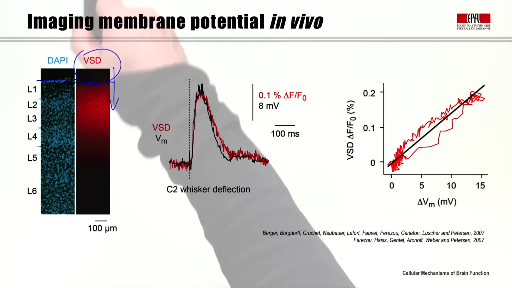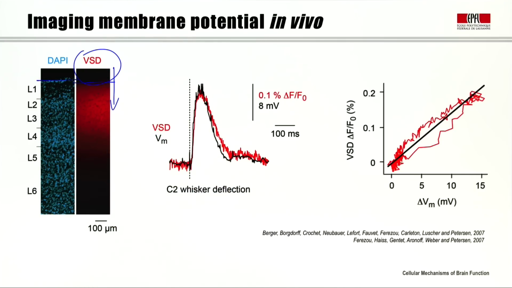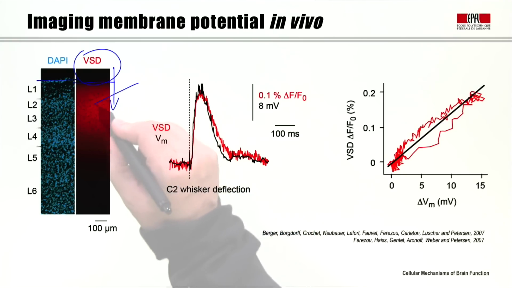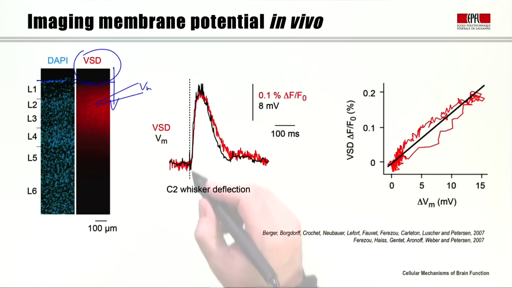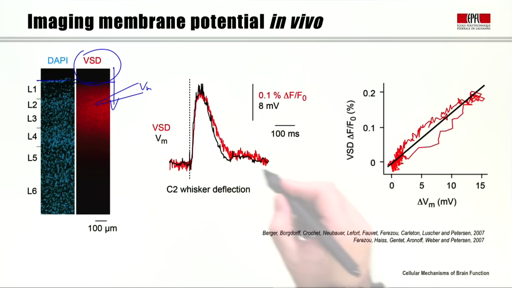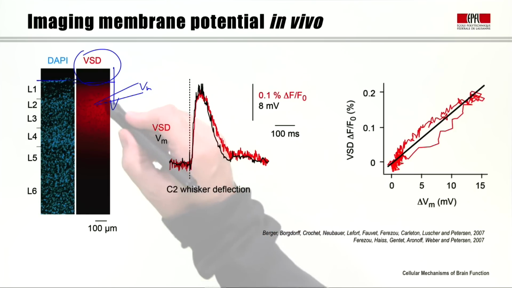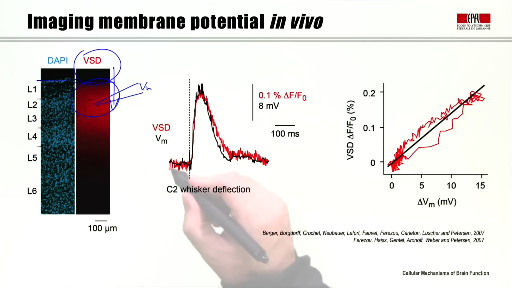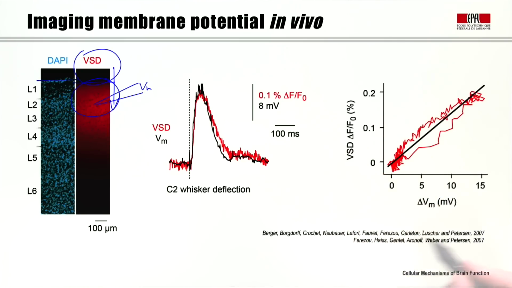If we now look from the top of the brain and image this fluorescence in a living animal, and we apply a sensory stimulation, like for example a whisker deflection, that then drives a depolarizing sensory response in the somatosensory cortex. We can measure that with a membrane potential recording, so we can measure the membrane potential from a cell. We deflect the whisker, that causes a depolarization in the neuron, and if simultaneously we measure the fluorescence from this area of the brain, we see that there's a very similar time course to the fluorescent changes, and we can again plot linear fluorescence versus membrane potential traces for the in vivo situation.